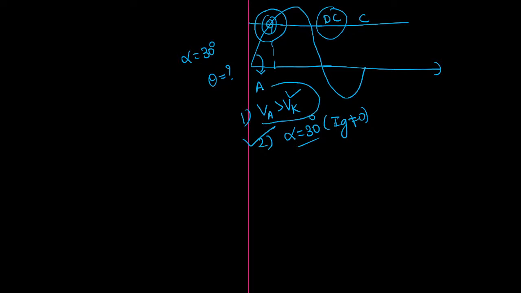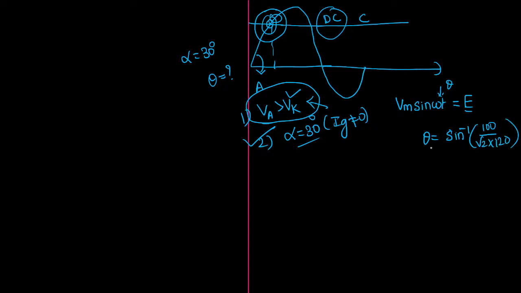Now you should check whether the value of VA will become greater than VK or not. This can be proved only when you check it. Across the anode you will have Vm sine omega t, and omega t will be replaced by theta. That is the point where Vm sine omega t becomes equal to the value of E. Immediately after this point, the anode voltage will become greater than the cathode voltage. So I can write theta equals sine inverse of 100 by Vmax, where Vmax is root 2 times 120. Now reduce this and calculate the value of theta.